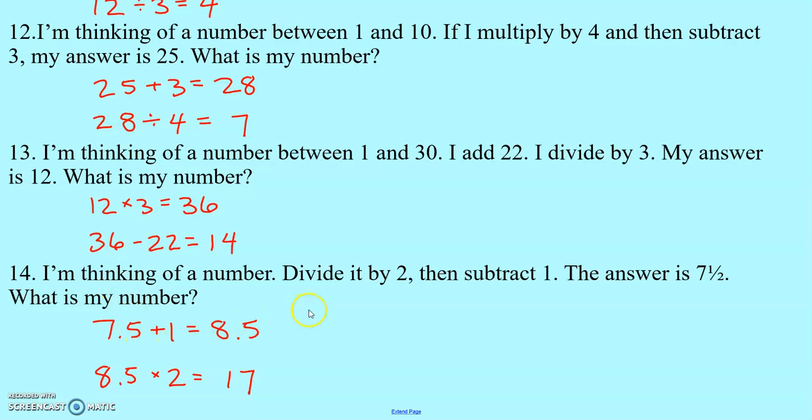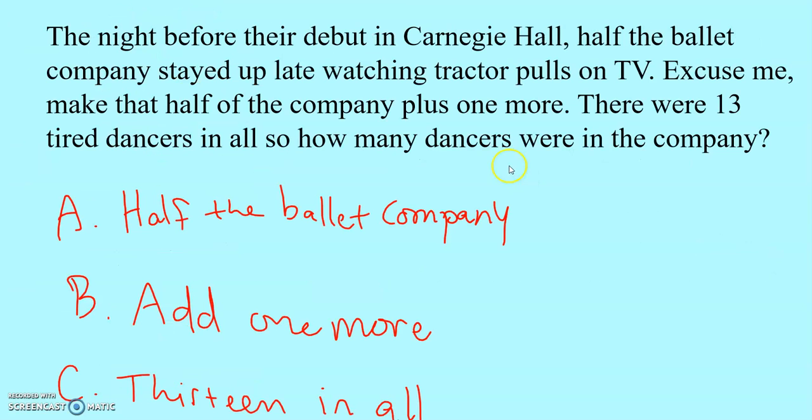Oh my gosh, a fraction. Whew. So exciting. I changed it to a decimal. 7.5 plus 1 is 8.5. Double that, and you get 17. So there you go. Next, let's take a look at the ballet company.